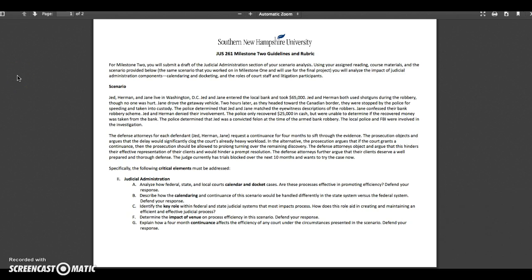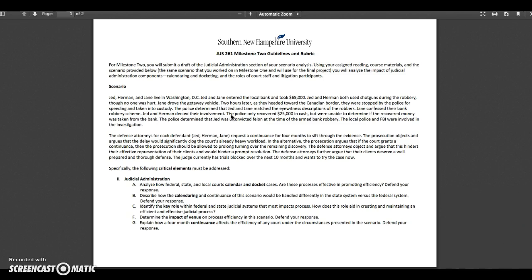So this week in our scenario, we're going to be looking at a couple of issues. One of those is calendaring and docketing of cases. The first thing you have to look at is to analyze how federal, state, and local courts calendar and docket cases. Are these processes effective in promoting efficiency? Defend your response. The way you defend your response is by looking at some of the resources that we have. You can reference one or more of those as a means to defend your response as you prepare your response for this week.